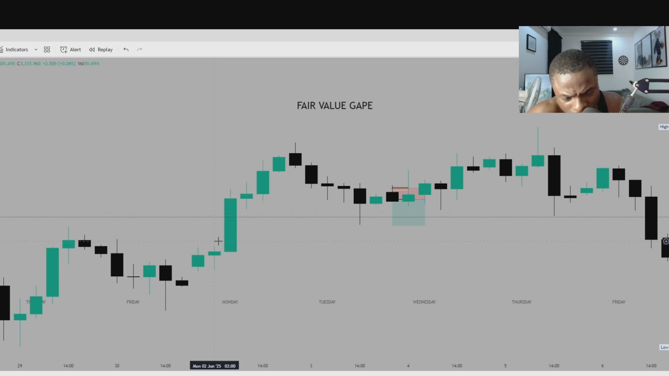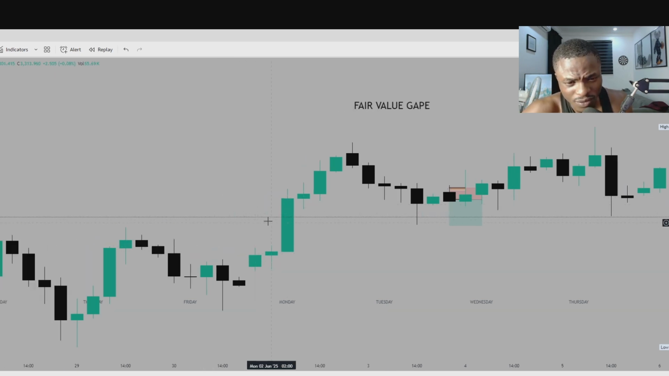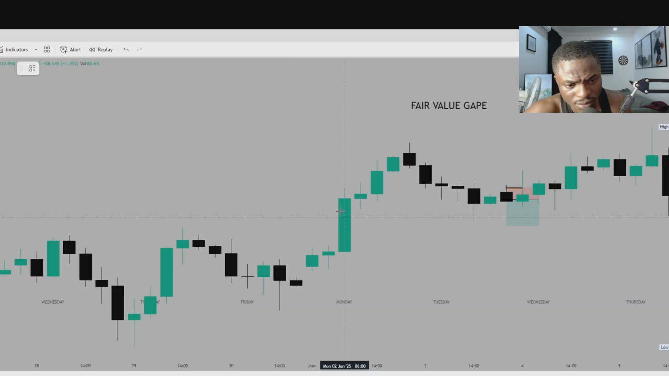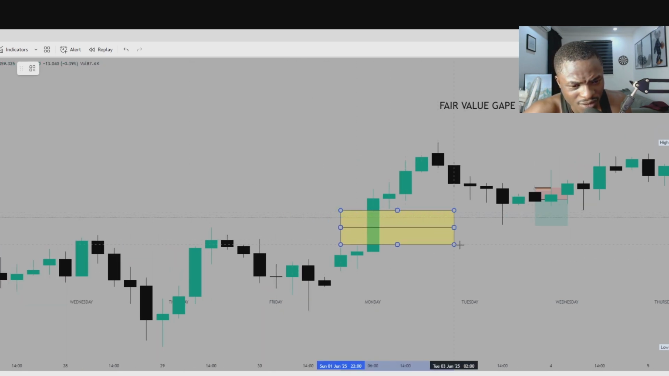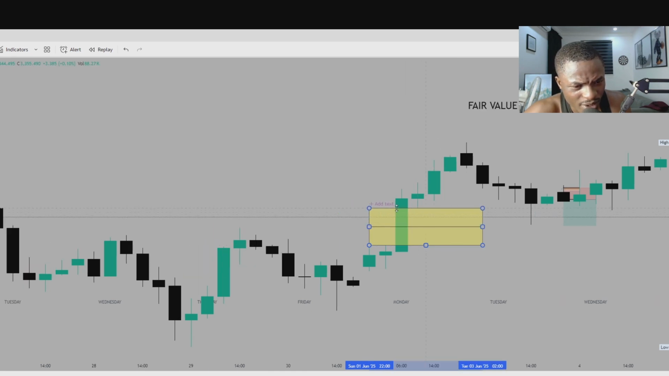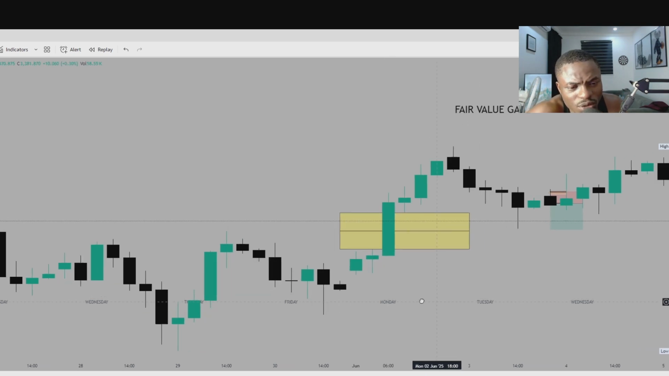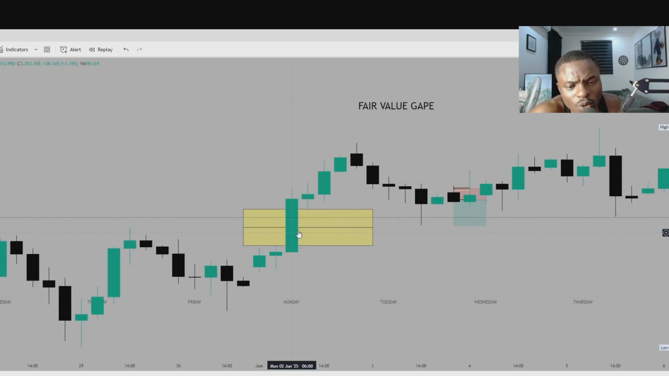So this is what an imbalance is. An imbalance is a fair value gap. For you to successfully identify a fair value gap, you count three consecutive candles. 1, 2, 3. The top of the first candle to the bottom of the first candle. If you look at it very well, let me mark that range for you. From the top of the first candle to the bottom of the third candle, you see that there was only buying, there was no selling.